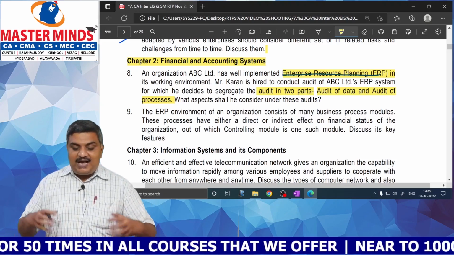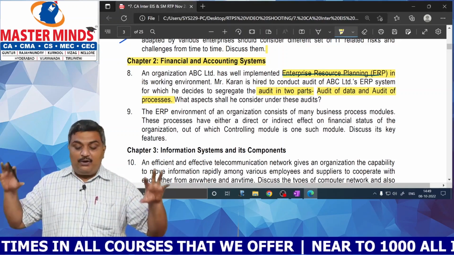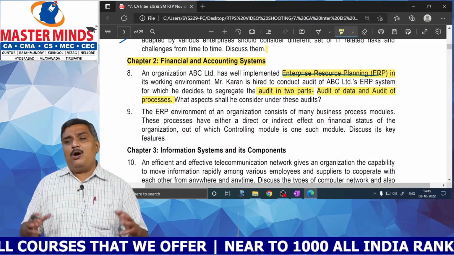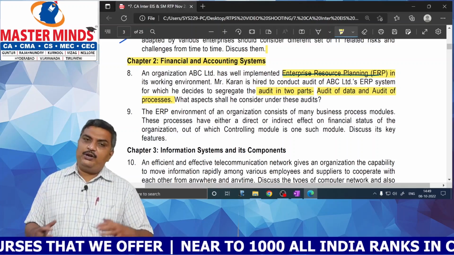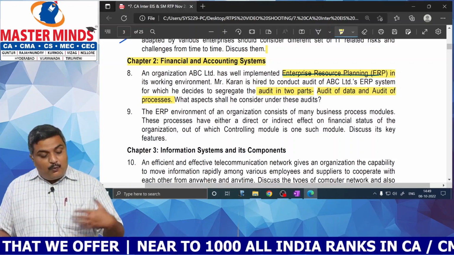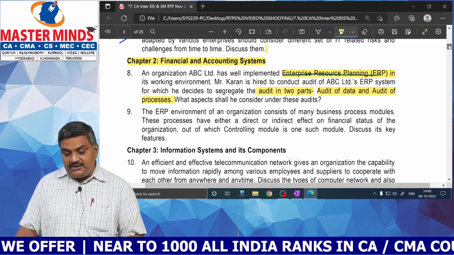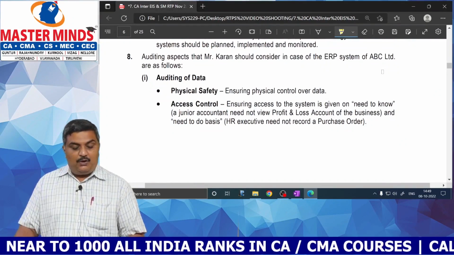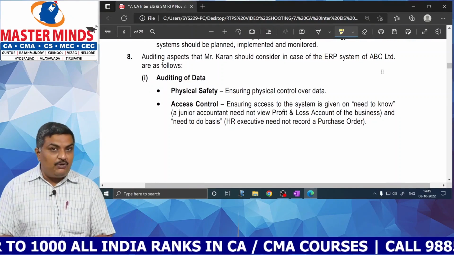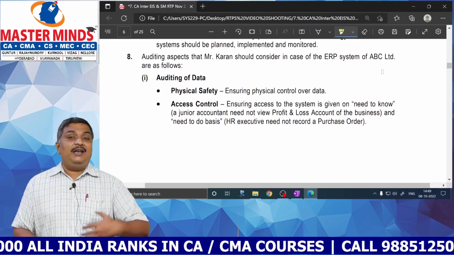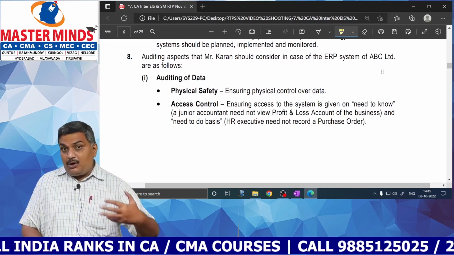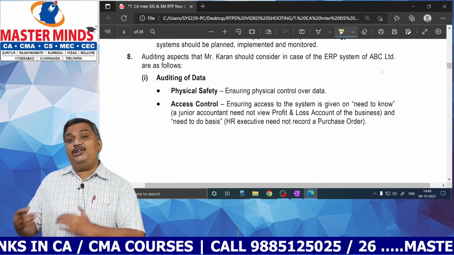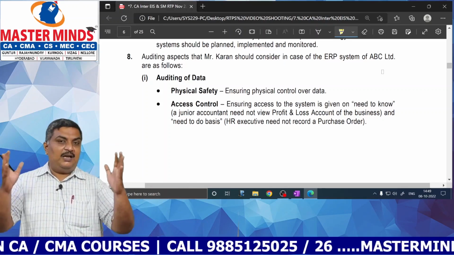So Mr. Karan has been hired to conduct the audit of ABC Limited's ERP system. And in an ERP system, how many types of audits will be there? Two types: audit of data and audit of process. Now, what aspects should be considered under audit of data and audit of processes? So, see, this is the most important thing you have to understand. Whenever a name is mentioned in the question, you should always make it a habit to relate your answer with the question, connecting your answer to the context given in the question. That is the most important thing.